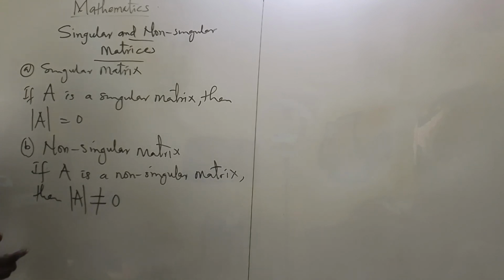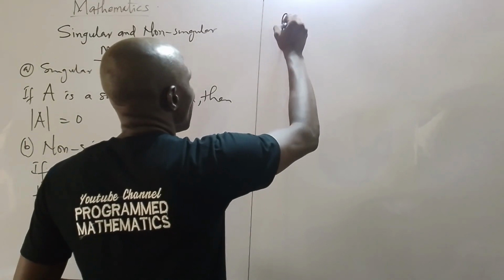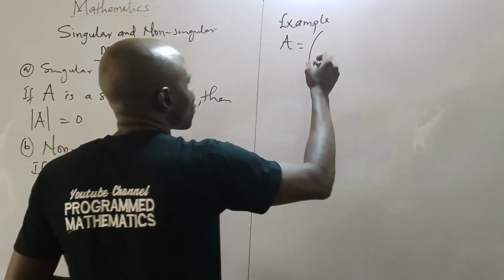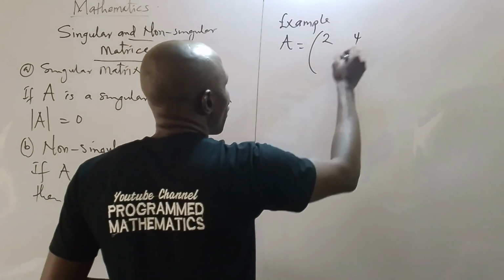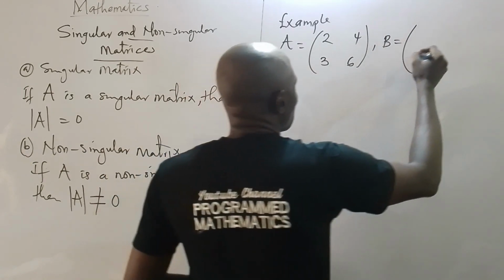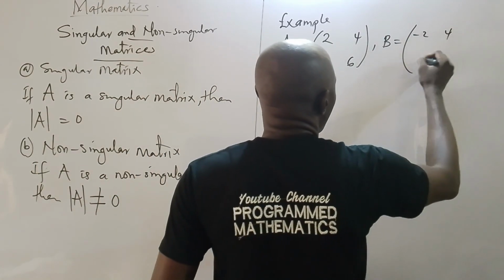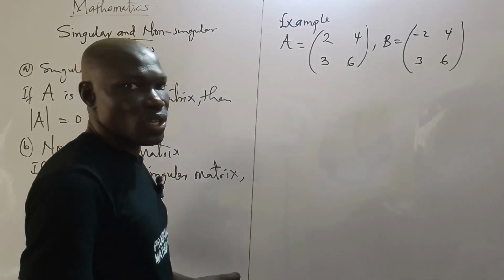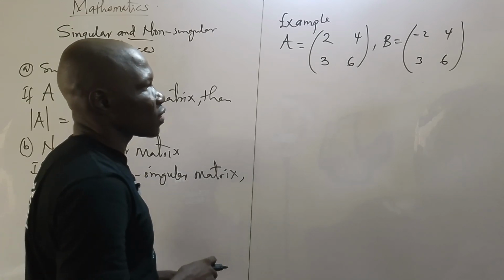So it's possible in objective questions or multiple choice questions where the question will give a list of matrices and ask you to tell which one is singular and which one is non-singular. For instance, I have two matrices here. This is matrix A. Matrix A is the matrix 2, 4, 3, 6. And then I have matrix B. Matrix B is -2, 4, 3, 6. Okay, so which of these two is singular and which of them is non-singular?